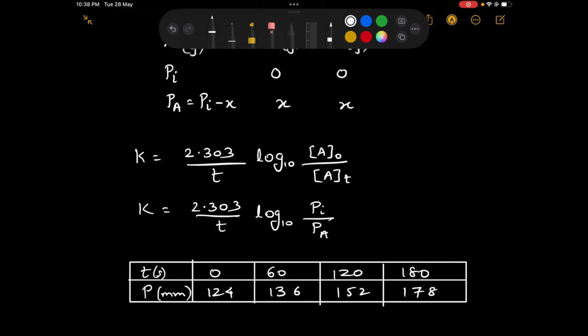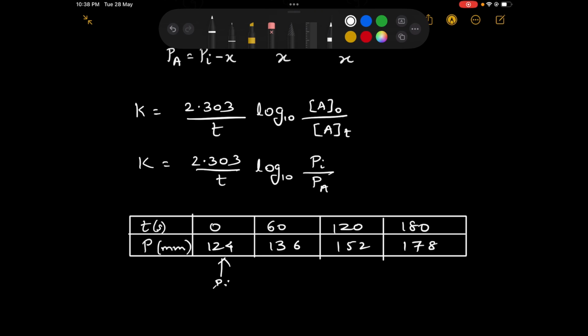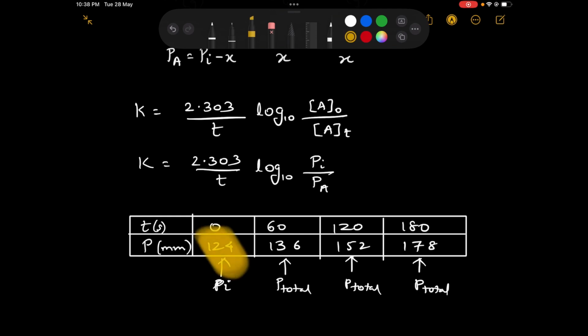Now what exactly is this? At time t equals 0, this value is Pi. The next one is 136 mm of mercury at 60 seconds. Now this pressure is because of the reactant A as well as due to the formation of B and C. Partly formation of B and C, it's not completely formed here. So this is P total. Even this value is P total and this value is also P total. That means we have the initial pressure Pi value and P total values.